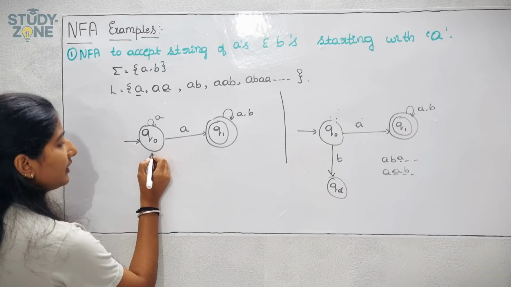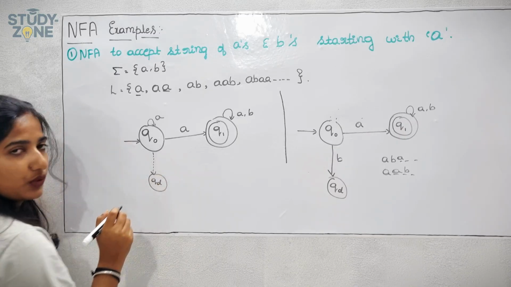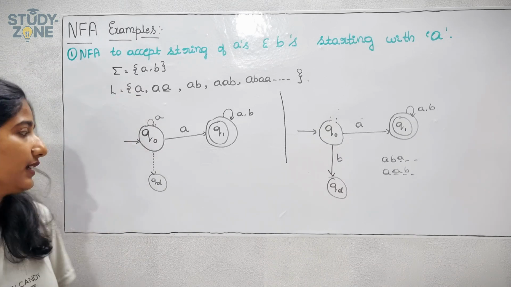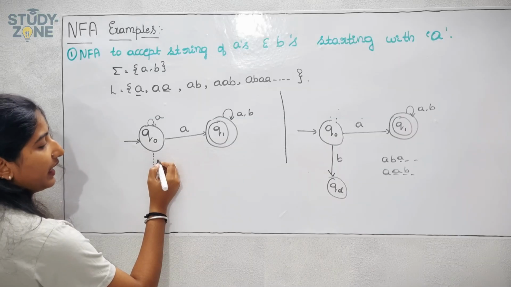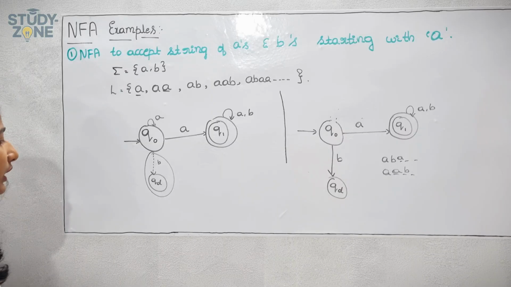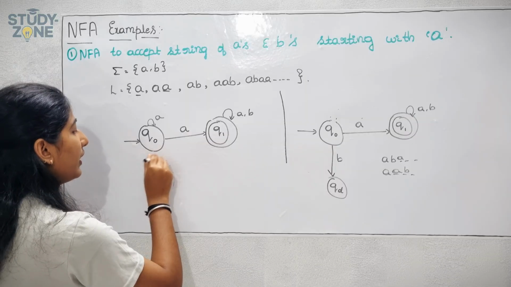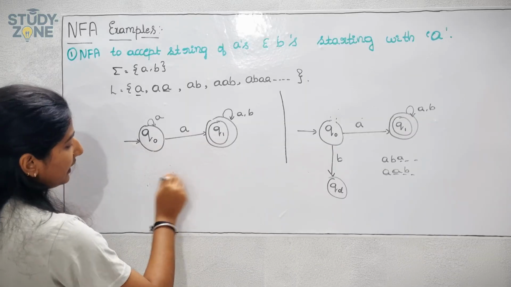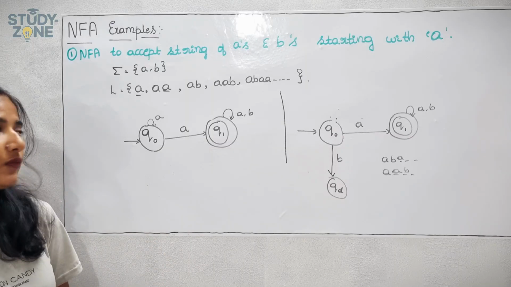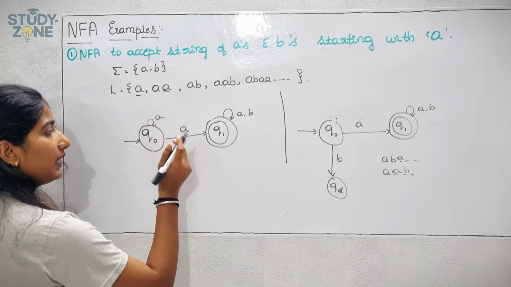Here I didn't represent the dead state QD. If we don't represent the B input symbol, indirectly it means that it is going to the dead state if I get B. So there is no need to represent this. Is it clear? In the case of NFA, if we don't mention that input symbol, then it is clear that if I get B, it will move to the dead state.